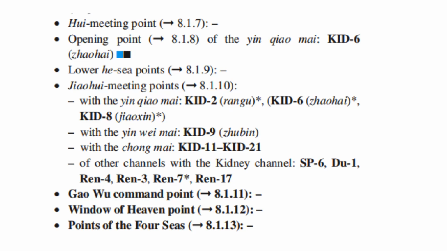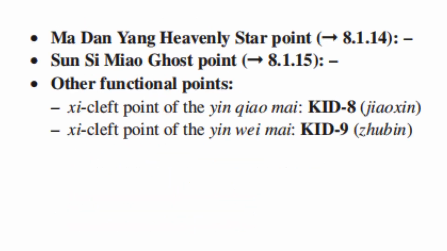With the Yin Wei Mai, it's kidney 9. With the Chong Mai, it's kidney 11 to 21. Of the other channels with the kidney channel, they are spleen 6, Du 1, Ren 4, Ren 3, Ren 7, and Ren 17. No points are ascribed as Gao Wu command point, window of heaven point, and points of the 4 Cs.